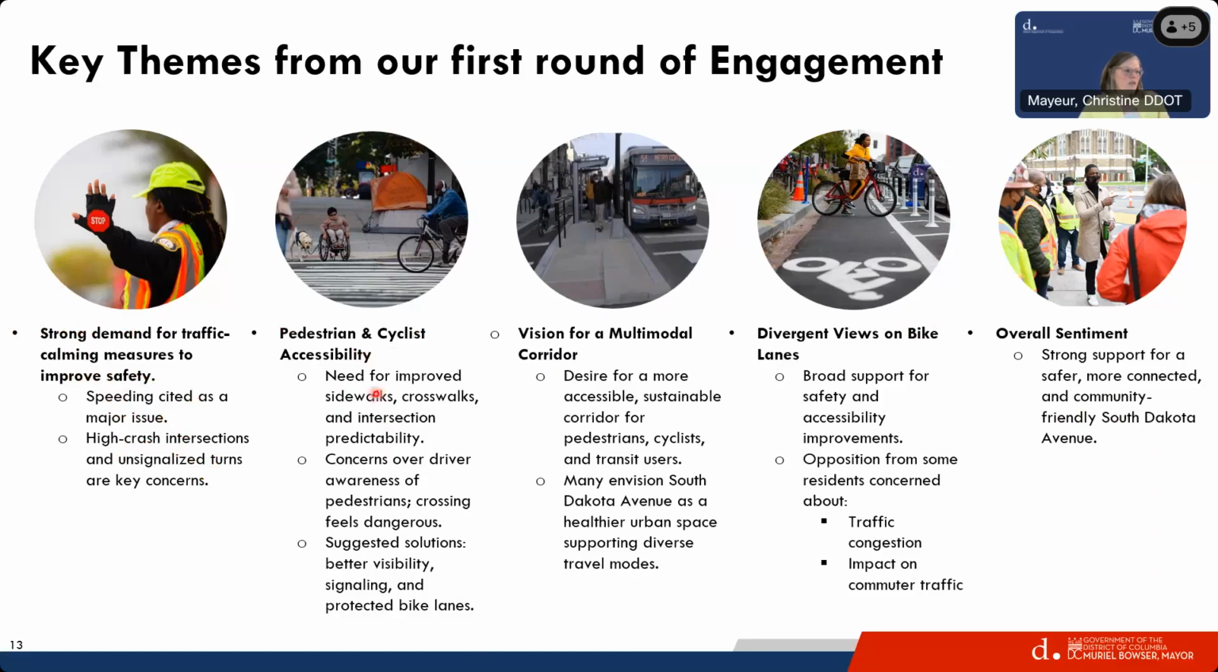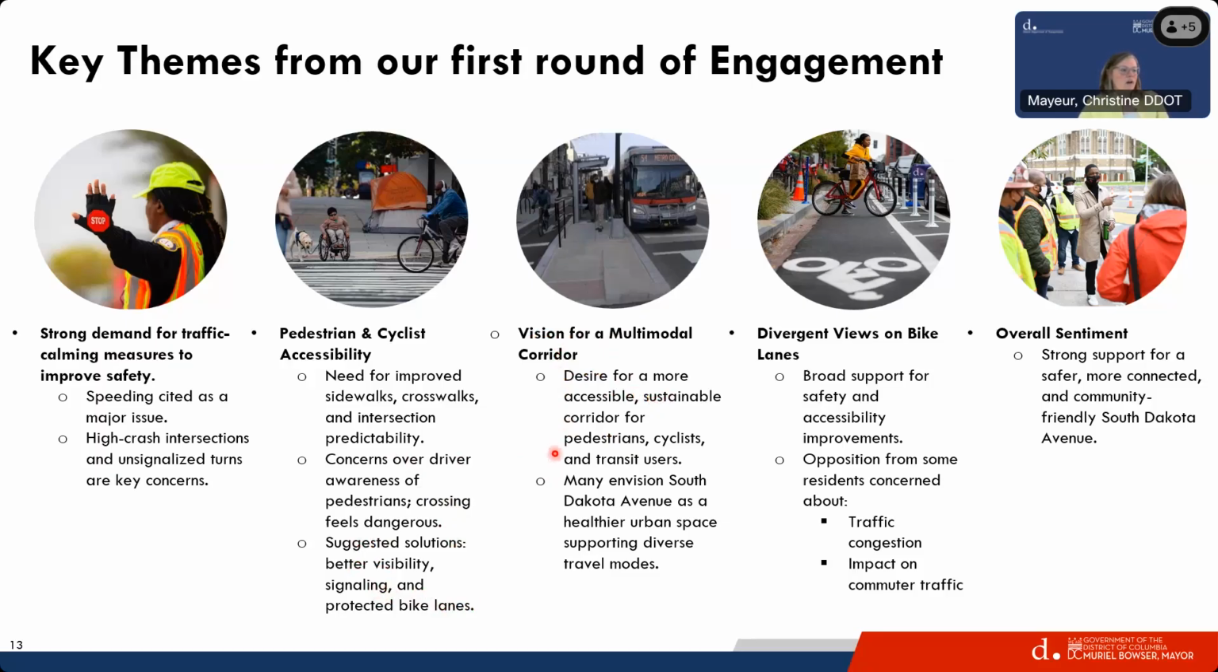Pedestrian and cyclist accessibility, the need for improved sidewalks, crosswalks, and predictability at intersections. Concerns over driver awareness for pedestrians crossing, and then suggested solutions of better visibility, signals, and recommendations for protected bike lanes from the community. People had a vision for a multimodal corridor. There's a desire for a more accessible, sustainable, greener corridor for pedestrians, cyclists, and transit users.